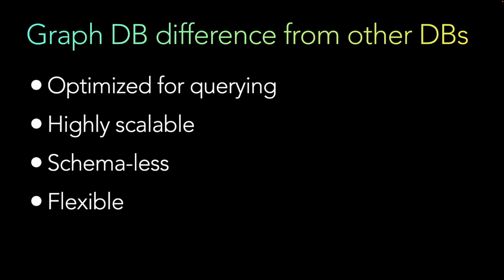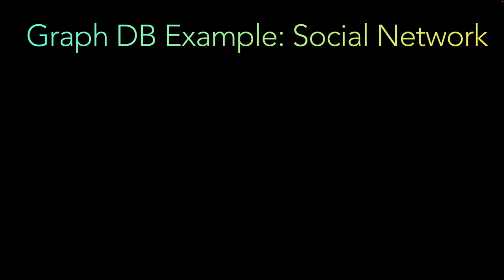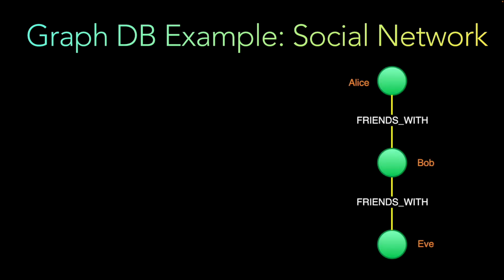So now let's take a look at a social network example. How would we represent that in a graph DB? A simple social network representation can be like this, where we have three nodes. Nodes are basically people. We have Alice, Bob, and Eve. Alice is friends with Bob, and Bob is friends with Eve.